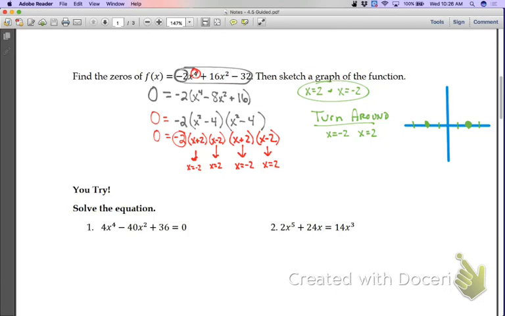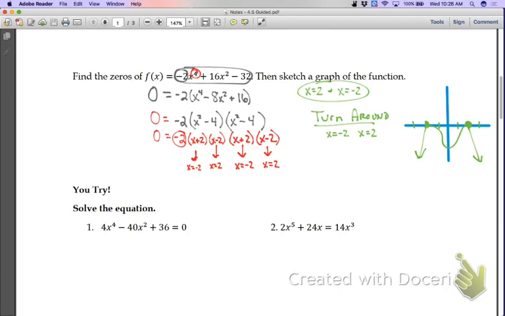Which direction is my graph pointed? Is it pointed up or down? Why? Because of the negative, right? Because it's to the 4th power, what do I know about both of those arrows? They're both going down, right? They're both pointing this direction. So what do I need to do in the middle? Make it look like an M, something.